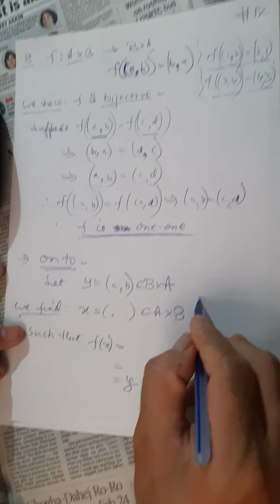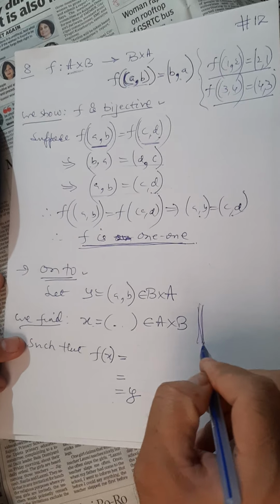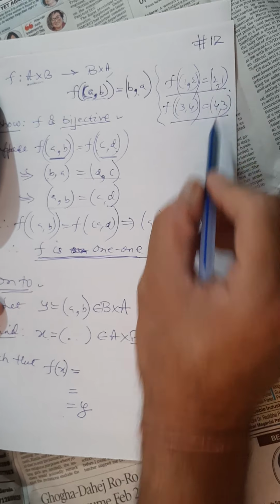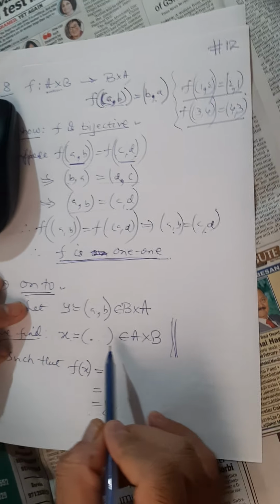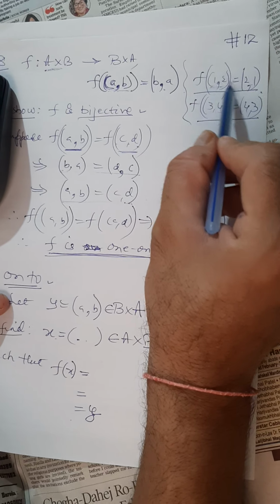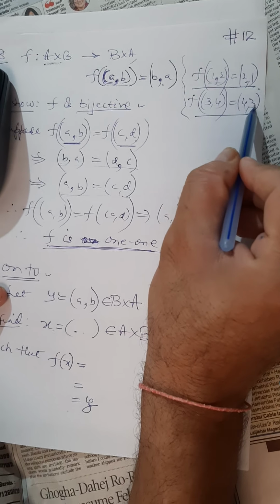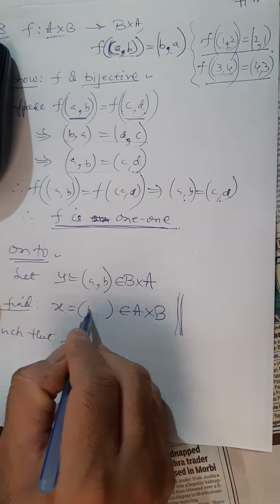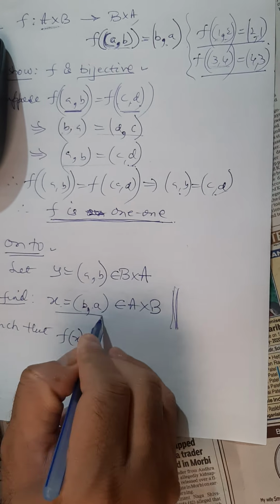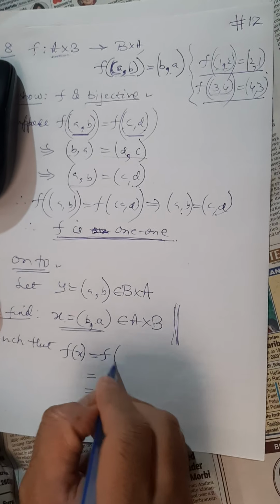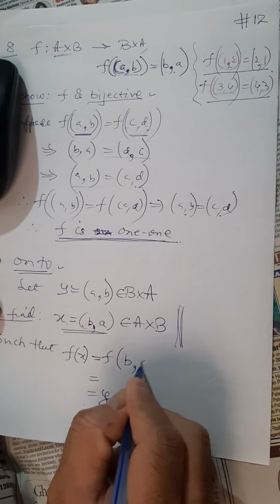Now how to find this? You just go back to this example. If you are given y and you want to find the corresponding member, how are you finding this? Just the reverse of this. If you have (4, 3), you are using (3, 4). So here I should write (B, A). This is just from the concept of the function. Now if I write f of x, which is (B, A).